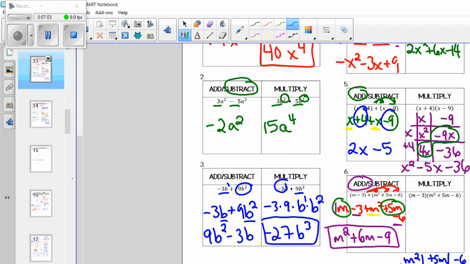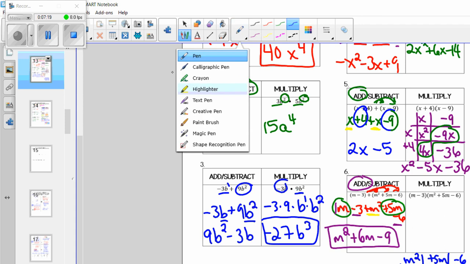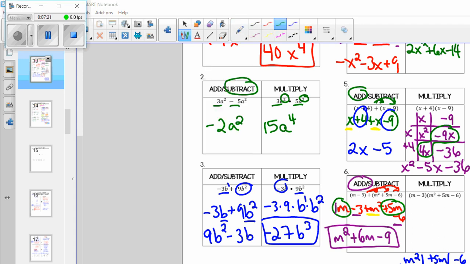Negative 3 times m squared, now that I'm on that second row, is going to be a negative 3m squared. Negative 3 times a 5m gives you 15m. And negative 3 times negative 6 leaves you with a positive 18. Now we have to go ahead and look for those like terms. My like terms are going to be this 5m squared with the negative 3m squared, the 15m, and the negative 6m.